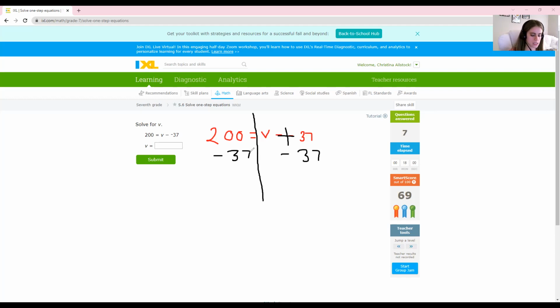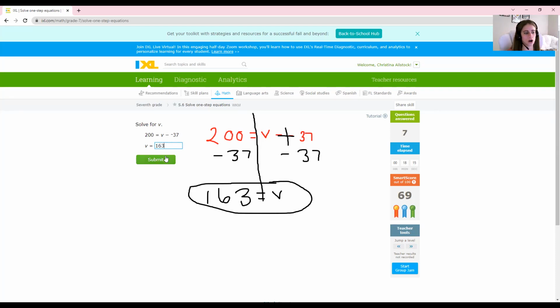200 minus 37 is 163. We bring our V down. 37 minus 37 is 0. And we have solved our equation and found our value for V.